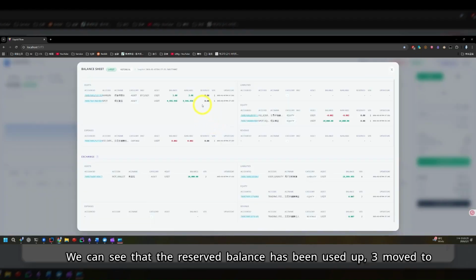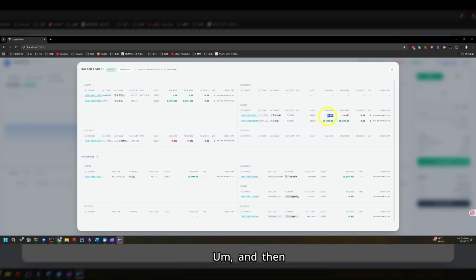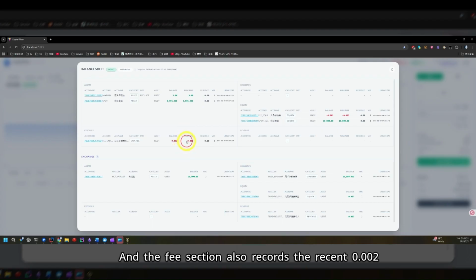We can see that the reserved balance has been used up, 3 moved to the main warehouse margin, and 0.002 moved to the transaction fee. This amount plus 3 and 0.002 equals the initial 10,000. And the fee section also records the recent 0.002.